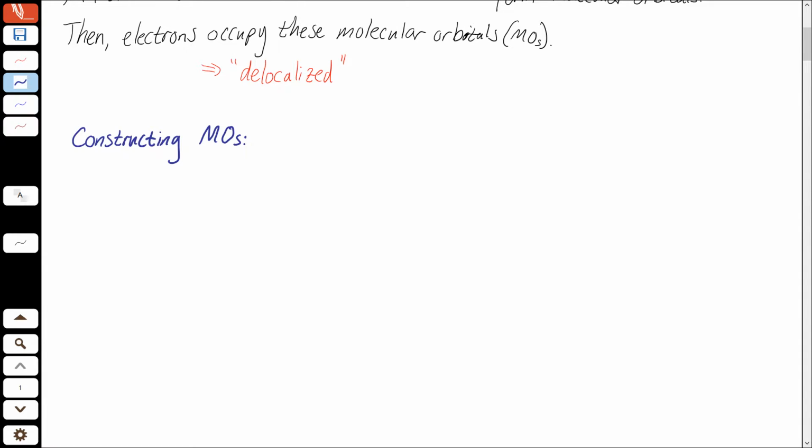So to construct molecular orbitals, we make linear combinations of atomic orbitals. Okay? Linear combinations mean adding and subtracting them together.